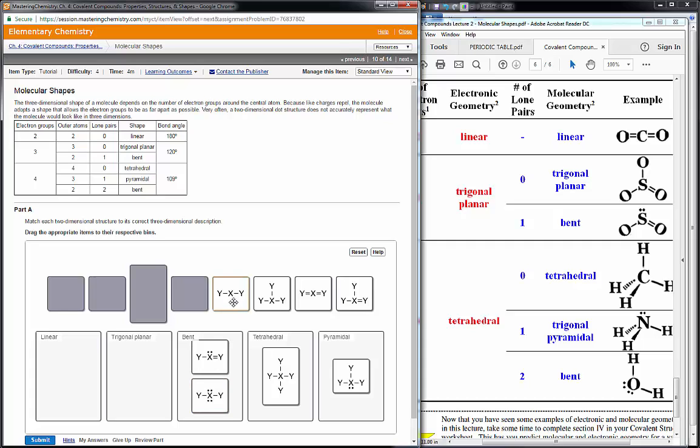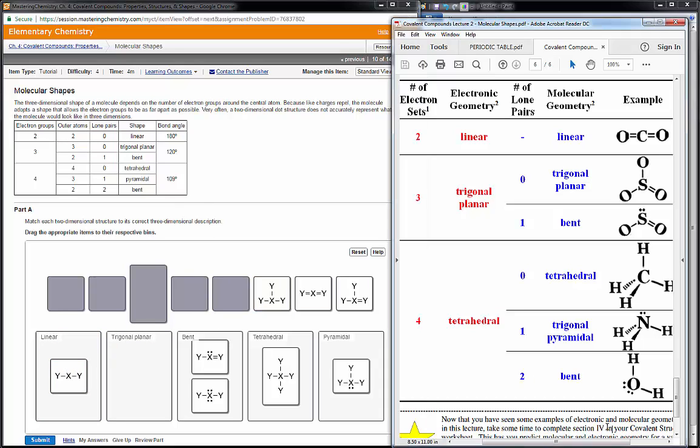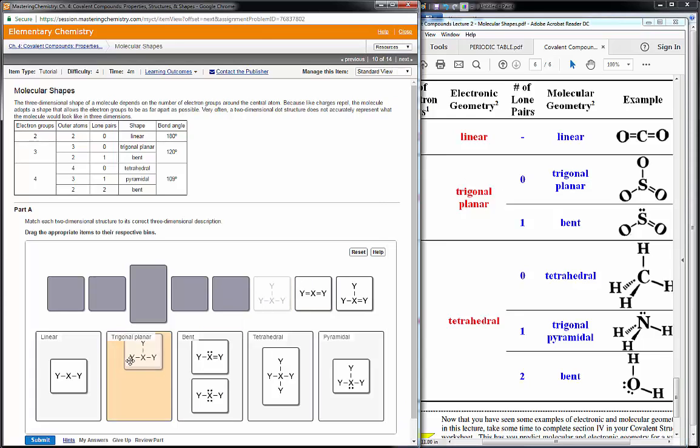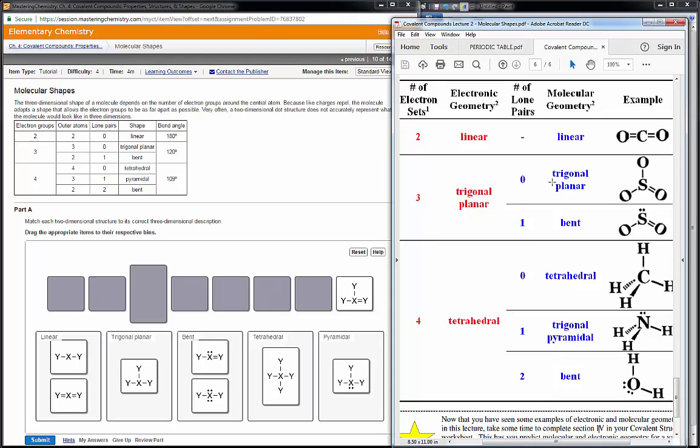In this case, I appear to only have 2 electron sets, 1 bond here, 1 bond there, but no lone pairs. So 2 electron sets is always linear. This one has 3 electron sets with no lone pairs. So 3 electron sets means trigonal planar electronic geometry. Note always, if there are no lone pairs, then your molecular geometry is the same as your electronic geometry. So 3 with no lone pairs is trigonal planar. This one has 2 because, again, a double bond only counts as 1 electron set. So 2 double bonds is 2 electron sets, so that's linear. And this one has 3 electron sets, no lone pairs, so that is trigonal planar.